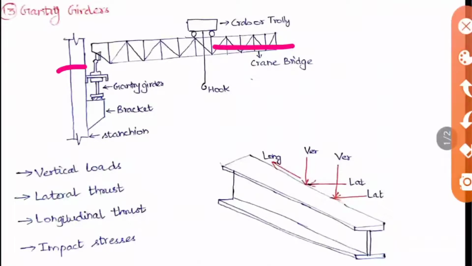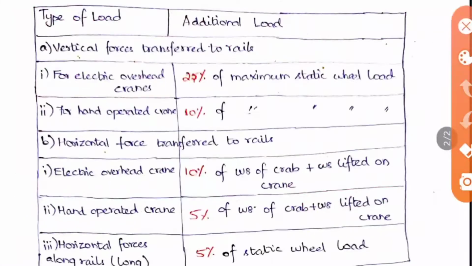And then we'll be seeing the deflection limits of this gantry girder, and also the imposed loads due to this impact stress that is created, some additional loads I told, so that we'll be seeing. So this is all enough for these gantry girders. So here the type of the load and the additional load is given.